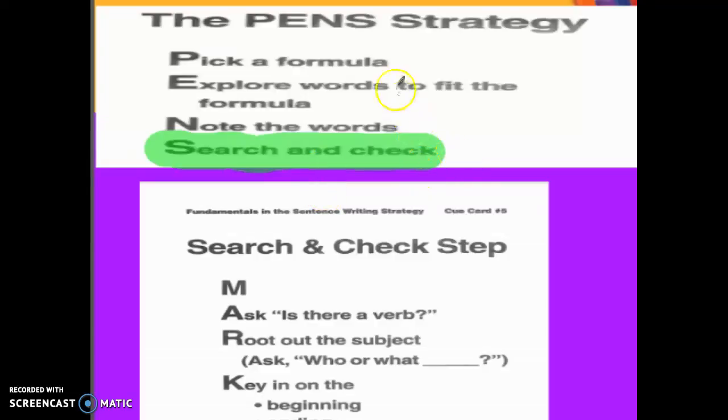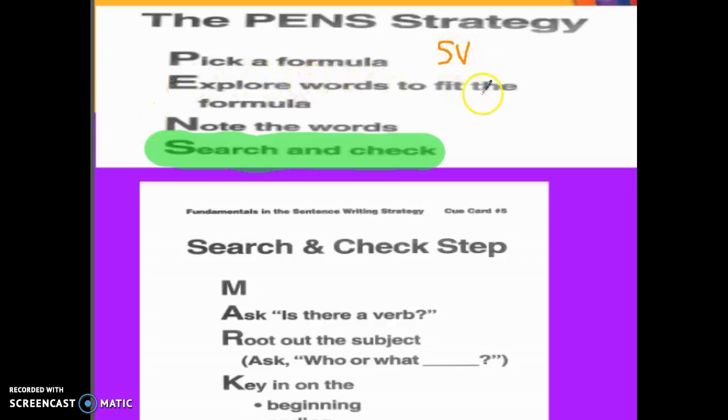Hi boys and girls, today you're going to be using the PEN strategy and the search and check steps to write sentences. So in the PEN steps, P stands for pick a formula. The only formula we know is SV. That stands for one subject and one verb.